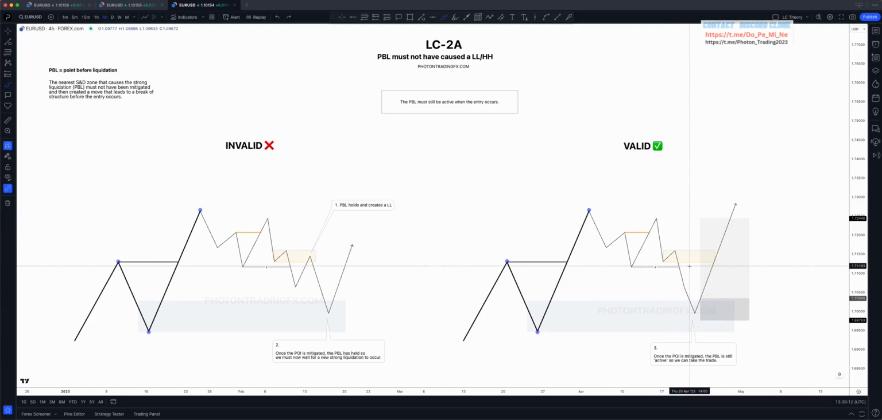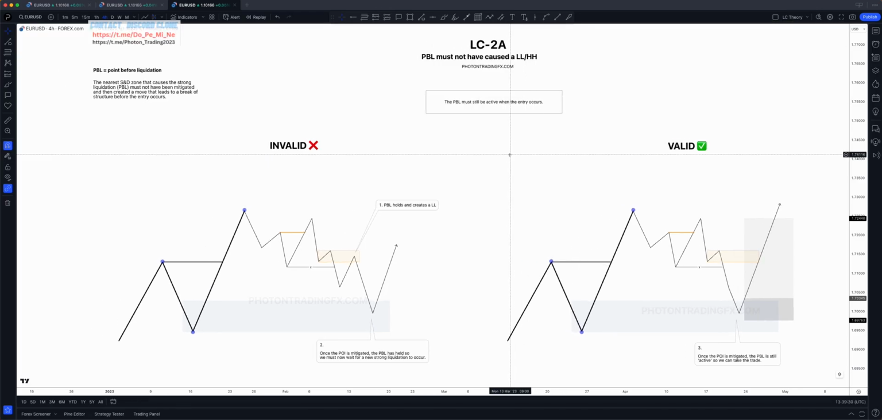So if you're not comfortable and you don't understand the PBL method, please go and watch the previous video to make sure you understand it. That, at the time of recording, is the method that I personally use. It's the method that I've tested. But in this lesson, you're learning the second method, and that is the early entry invalidation method.